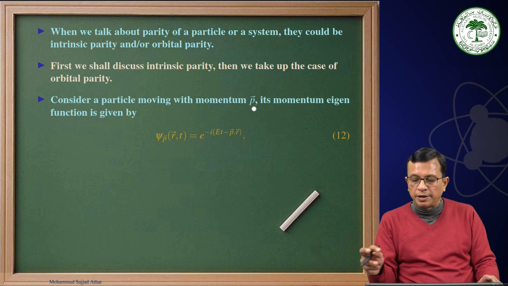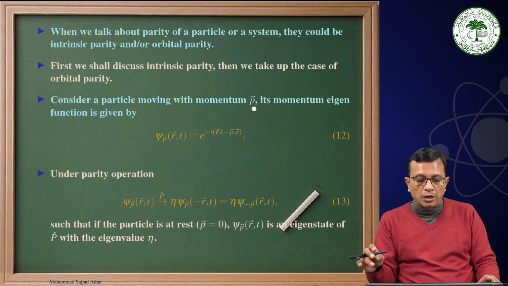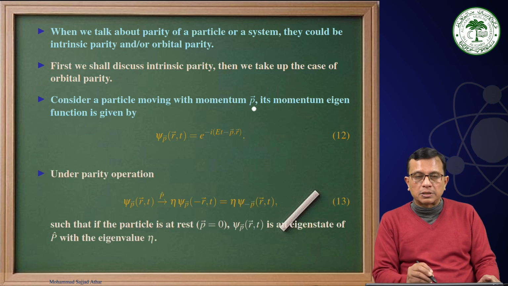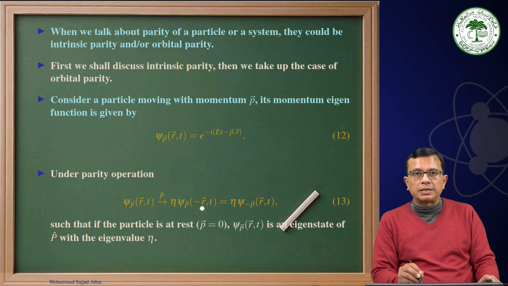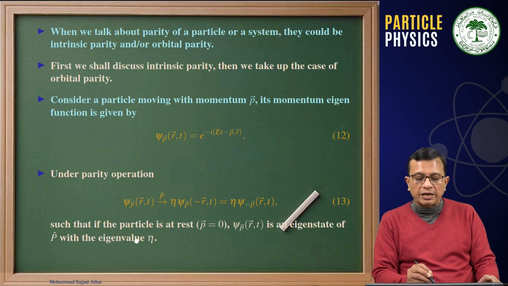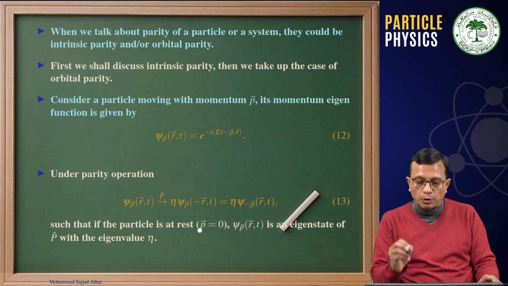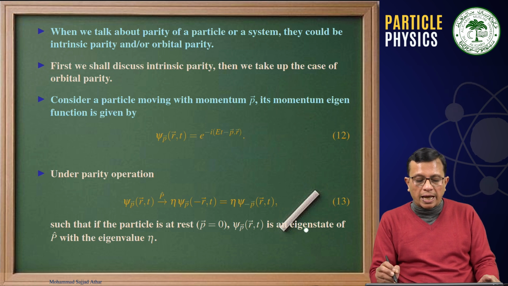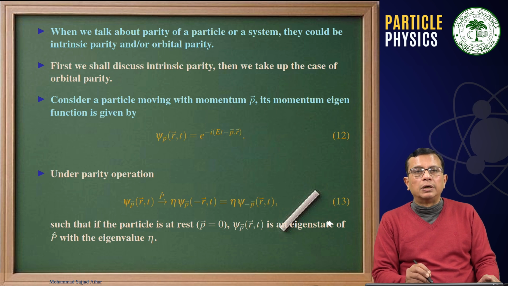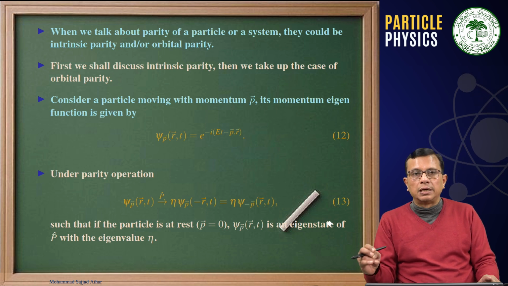Again, this is the e to the minus i k dot r sort of thing. Now, under the parity operation, suppose we operate by the parity operator, we have eta as the eigenvalue, and this r will change to minus r. Equivalently, we can write it as p changing to minus p, such that if the particle is at rest, that means its momentum is zero, psi(0) is an eigenstate of the parity operator with the eigenvalue eta. And this is known as the intrinsic parity of the particle.